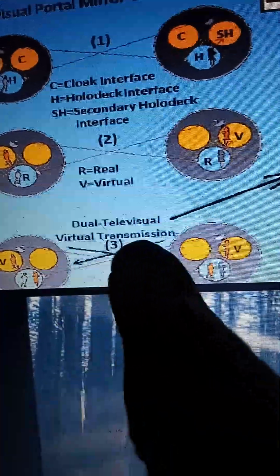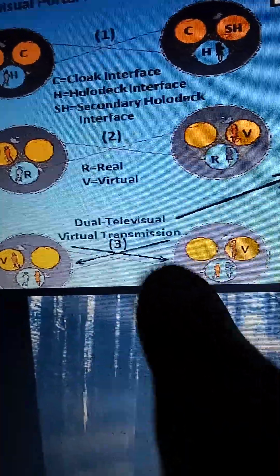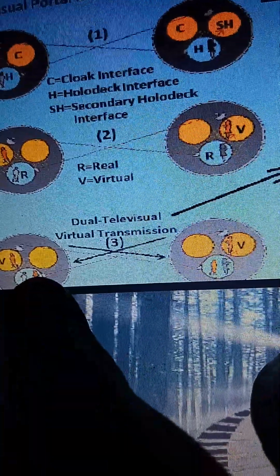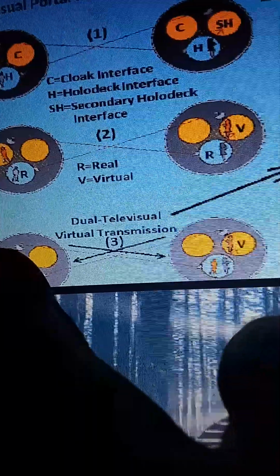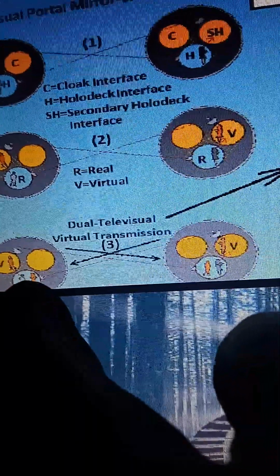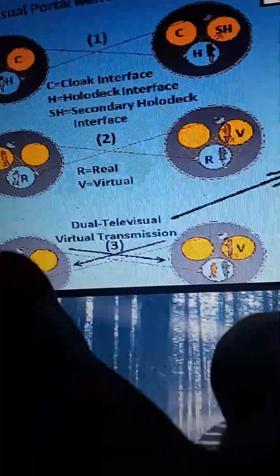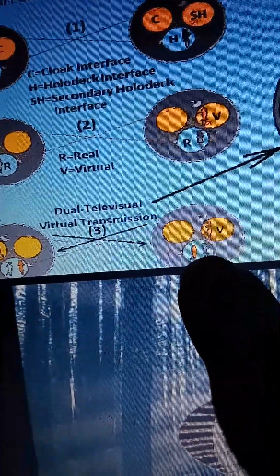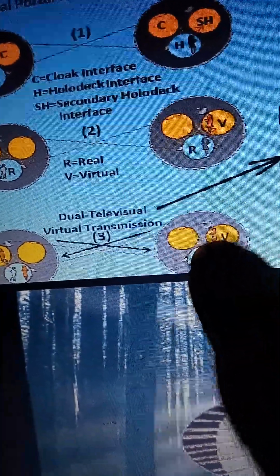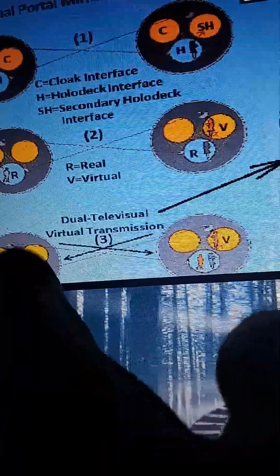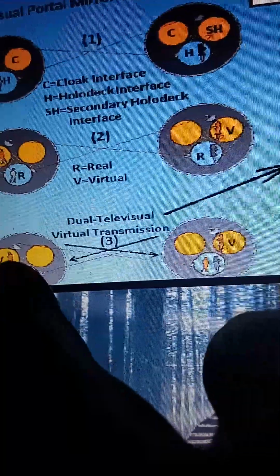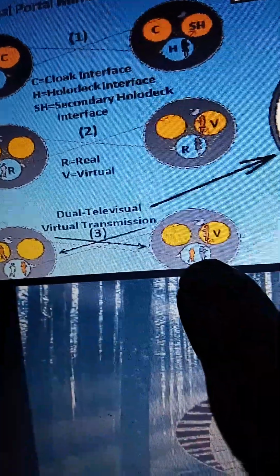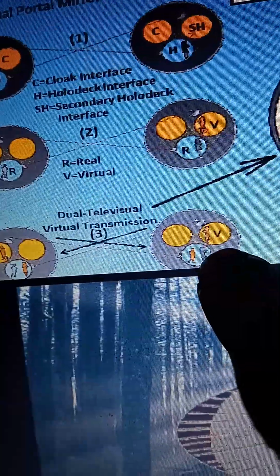The dual televisual virtual transmission: these physical bodies would be carried up. These physical and virtual bodies would be carried up back into their original holodeck. So it's not pictured, but her physical body would be carried up, her virtual body would be carried up with his physical turned virtual, and he would appear in her holodeck.